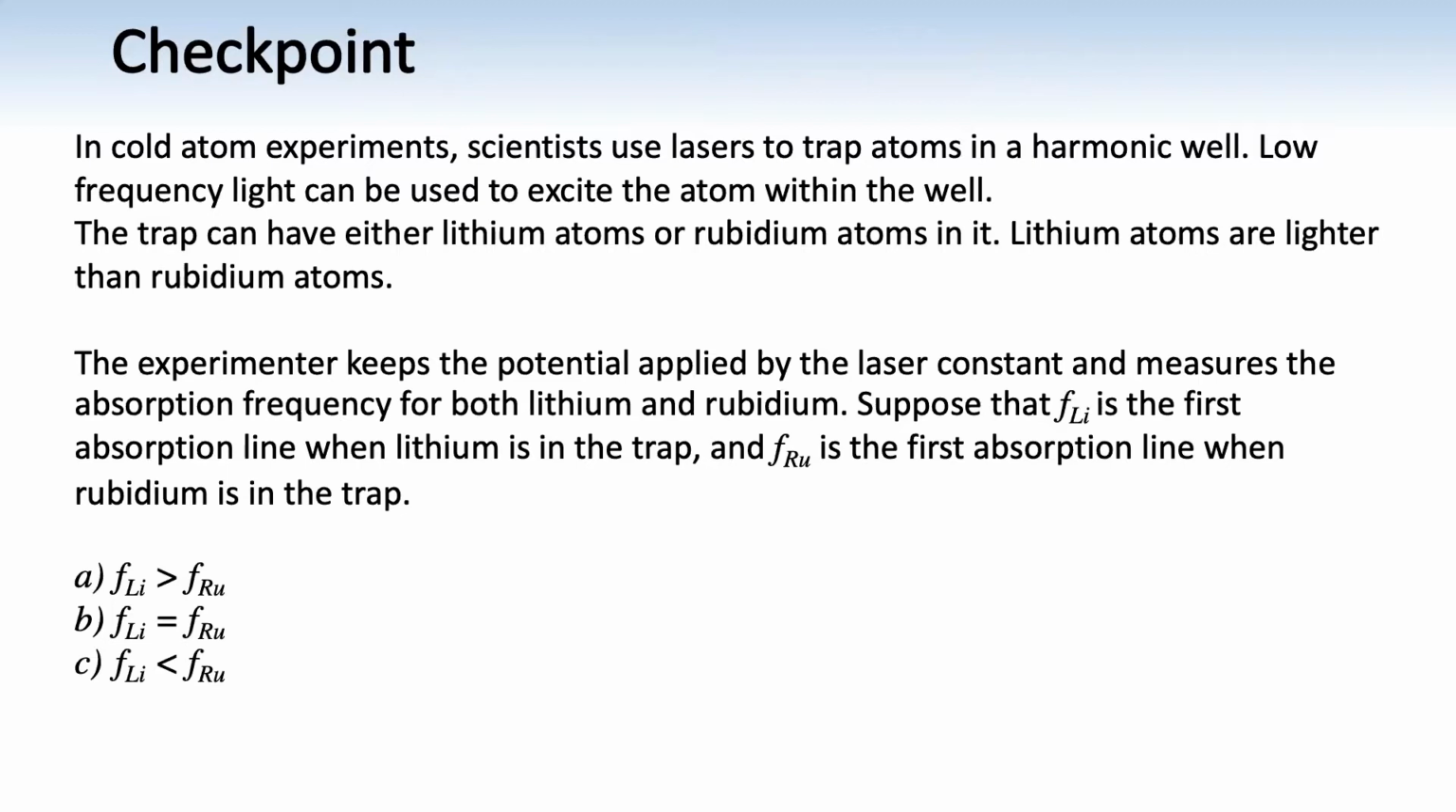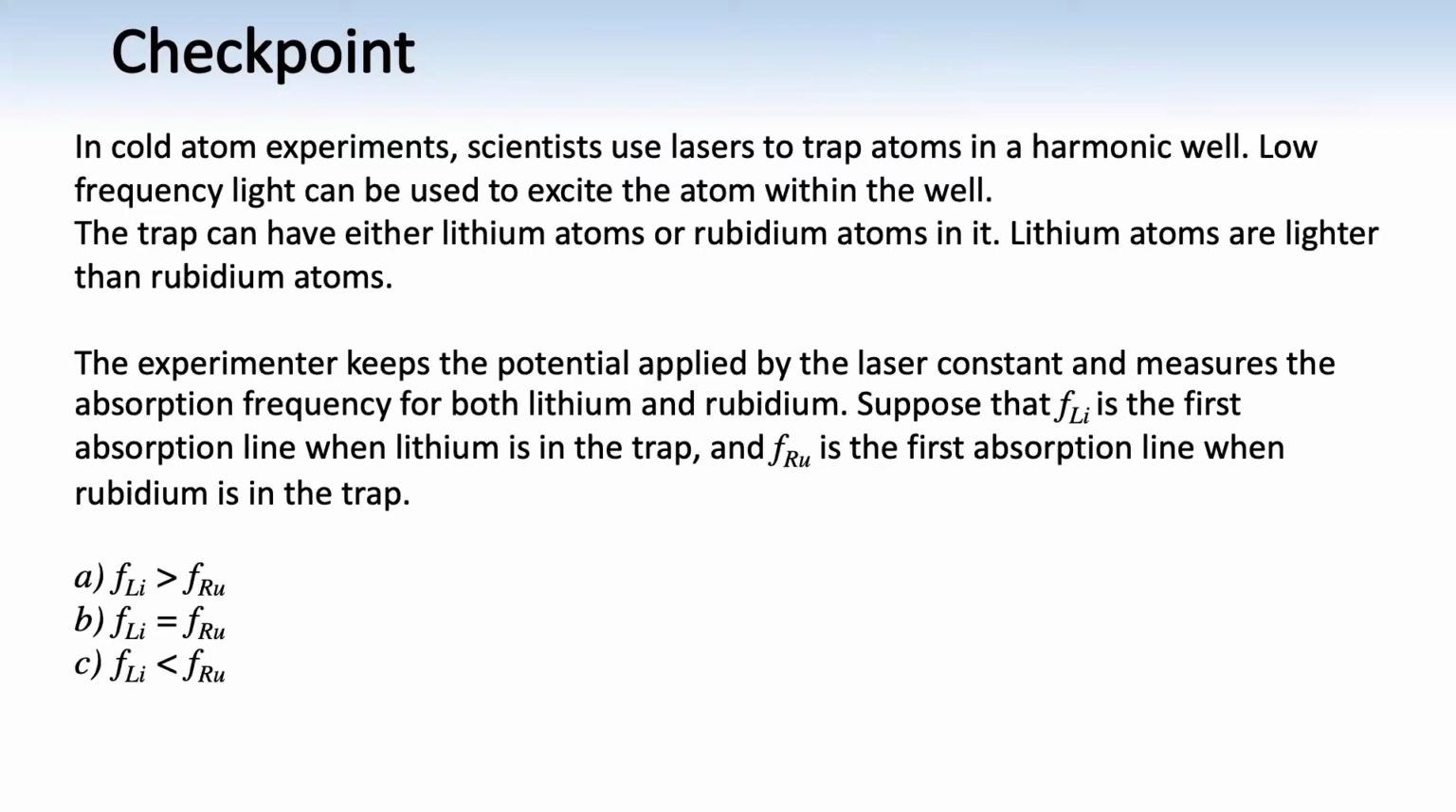All right, this is one of your checkpoints. It is similar to what we have been talking about. So in cold atom experiments, we use lasers to trap atoms in a harmonic well. And then low frequency light can be used to excite the atom within the well. The trap can have either lithium or rubidium atoms. Lithium atoms are lighter than rubidium atoms.